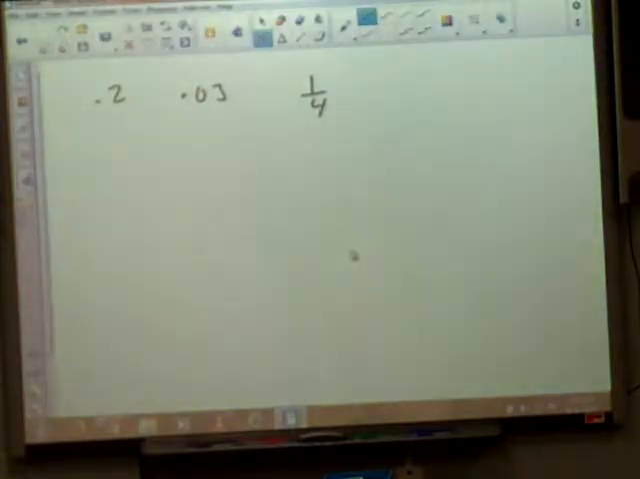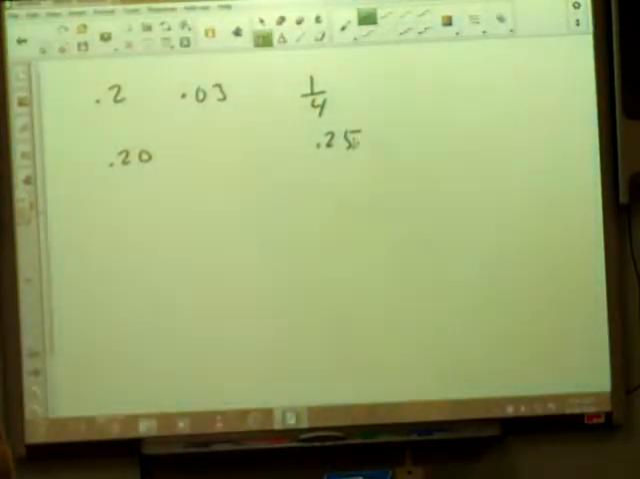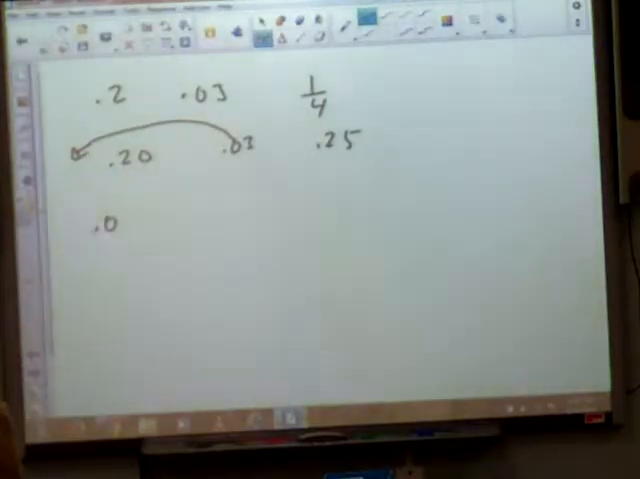So I changed that 1/4 to a decimal. That's the same as 0.25. Now I know that 0.2 is 0.20. And then when I compare these, 0 is smaller than 5, right? So it's got to be smaller. This one so far is the smallest, but 0.03 has a 0 in this spot. So 0 is smaller than 2, so it's got to be the very smallest. So it's got to go first if I'm going from least to greatest. So I would have 0.03, 0.2, and then 1/4, which looks like G.